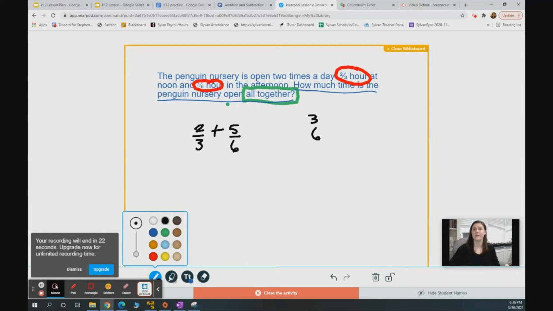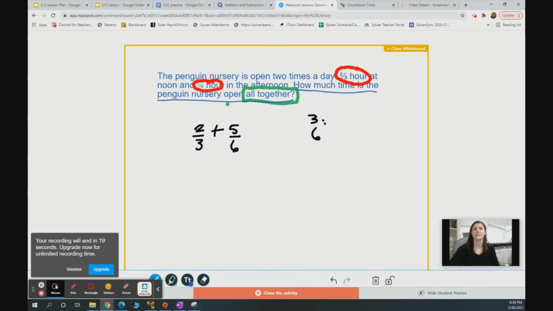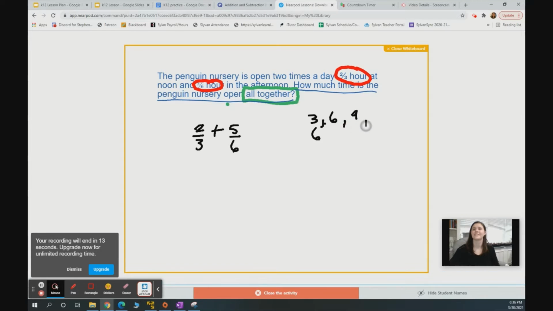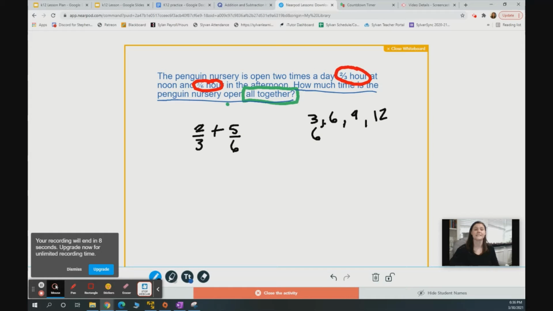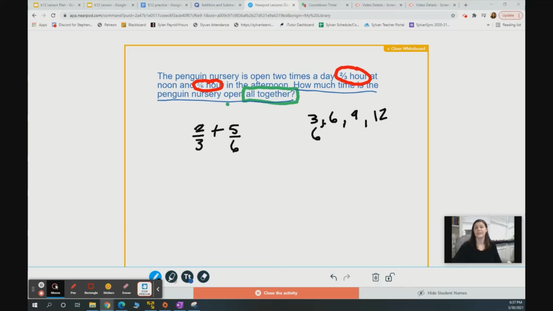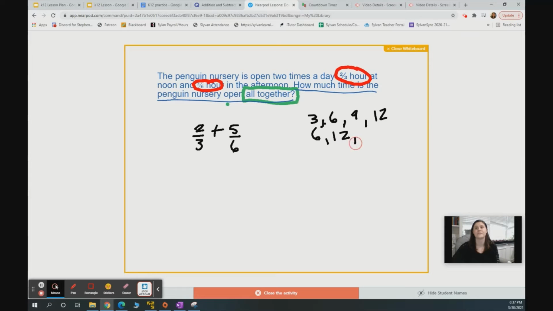Okay, so I'm going to count by threes. So I have 3, 6, 9, 12. Okay, next I'm going to count by 6. So when I'm counting by 6s, I get 6, 12, 18. Okay, I'm going to stop there for now.